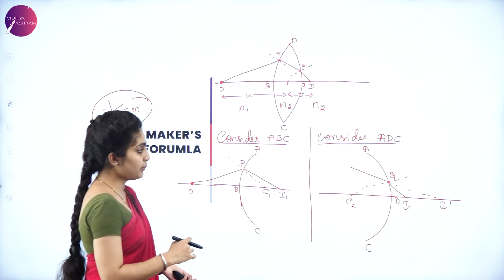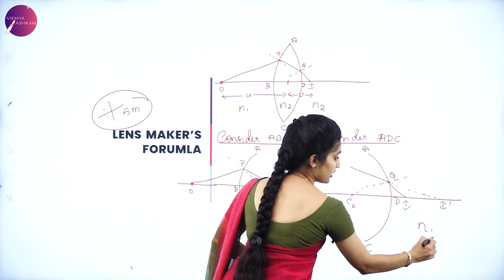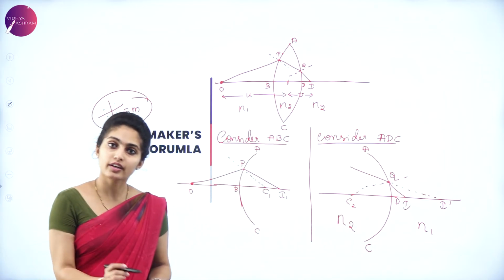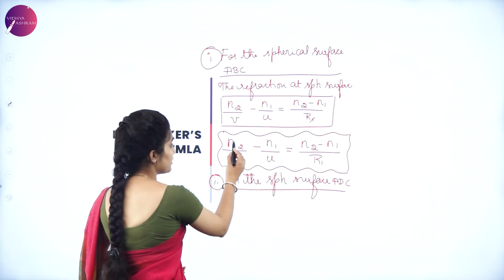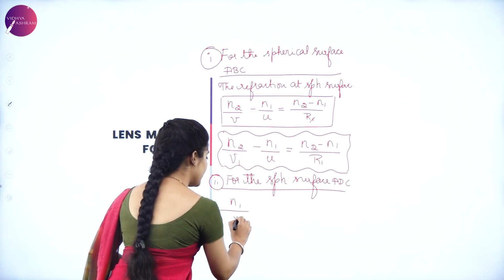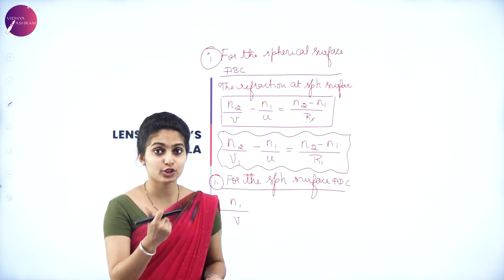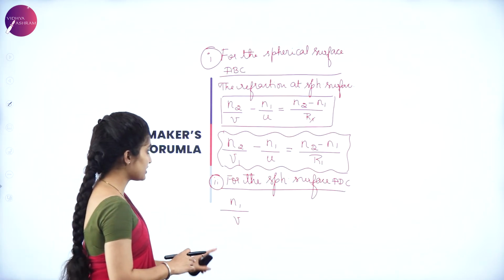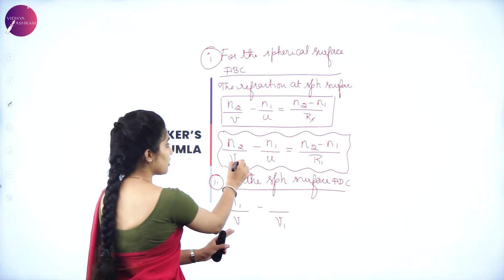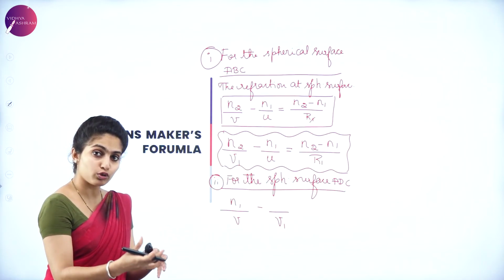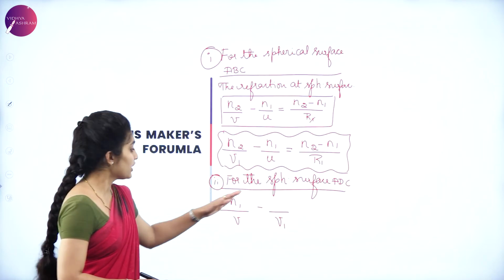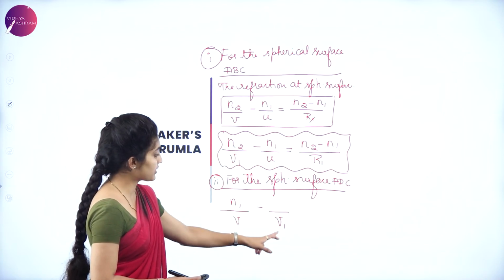Now at the second place, the image is formed in the rarer medium, and the virtual object that we consider will be in the denser medium. So we have the image part as N1, because it's formed in the rarer medium, divided by V, which is the actual distance from the optic center to the actual image formed. And the object we consider will be at the distance V1, because the virtual image formed by the first refracting surface is now considered as the object.